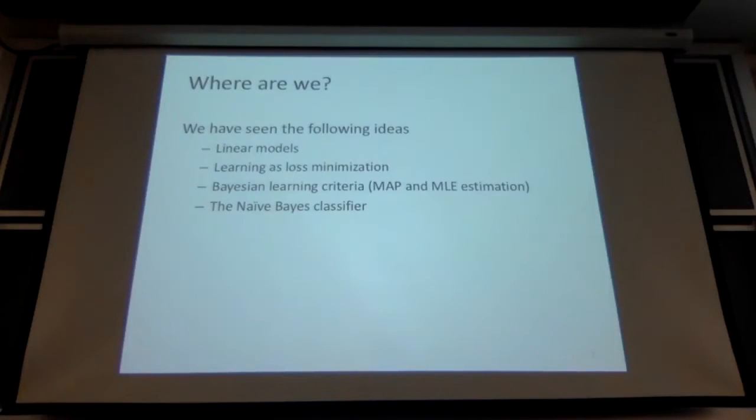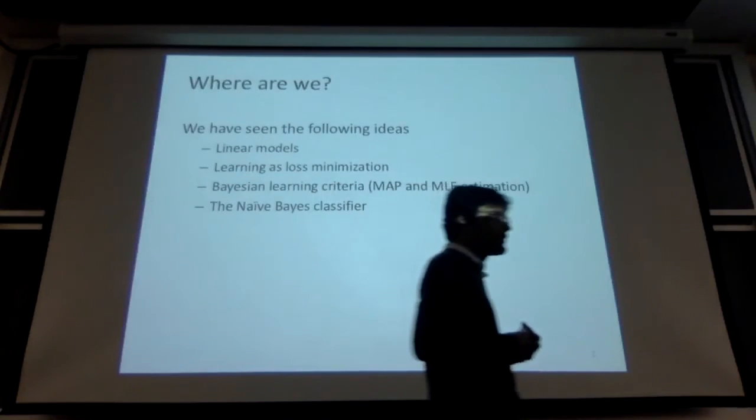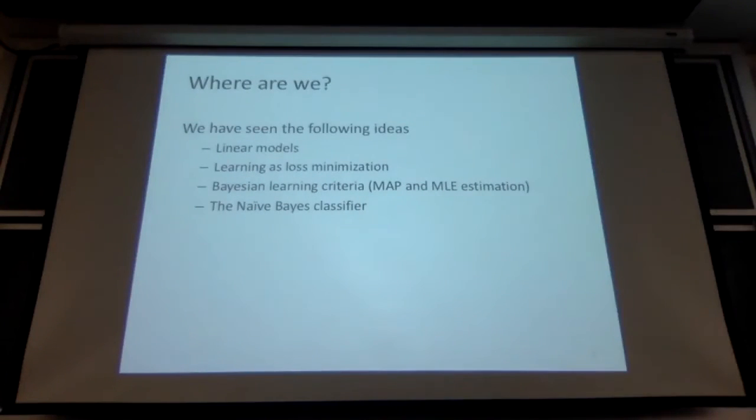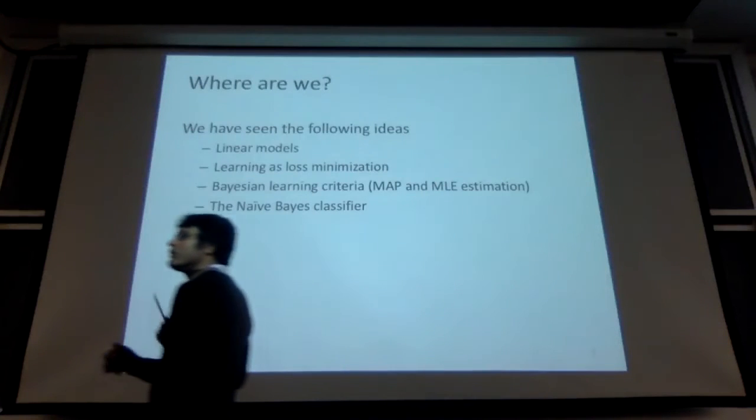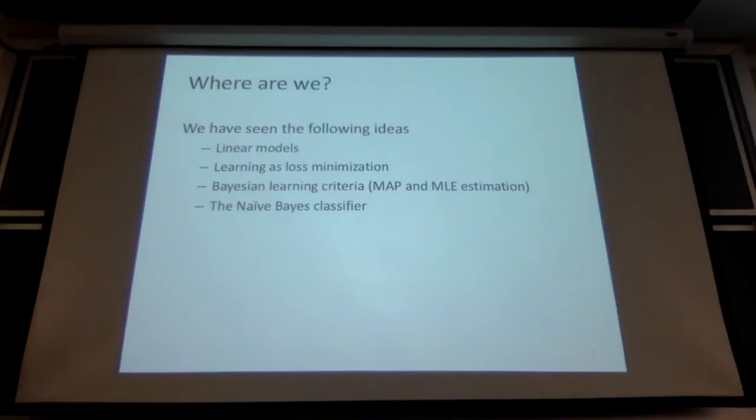Different machine learning classes introduce logistic regression in different ways. I choose to introduce it at the end because I think it's a very cool synthesis of pretty much all the ideas we've seen this semester so far. We've seen linear models. We've seen learning as loss minimization. We have seen Bayesian learning, namely maximum likelihood and maximum a posteriori learning. We've seen the naive Bayes classifier. And having seen all of these things, the logistic regression classifier can be connected to each of these things in interesting ways.